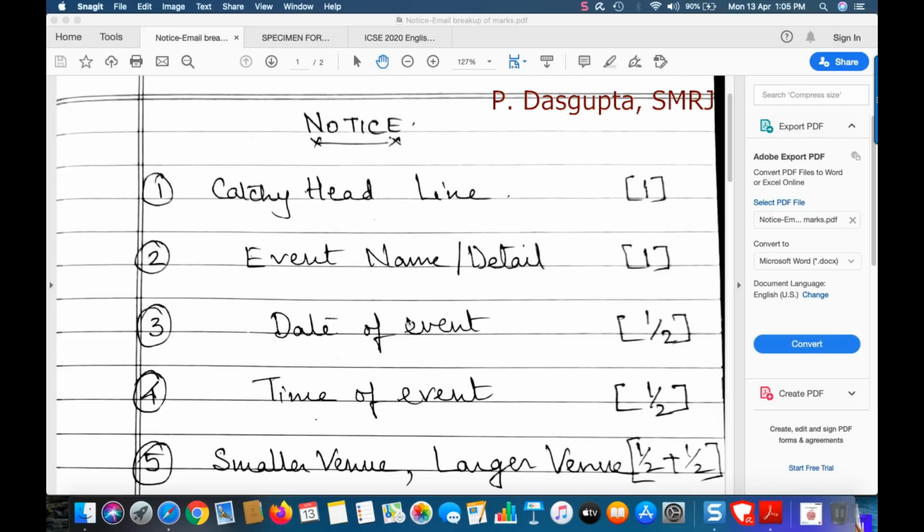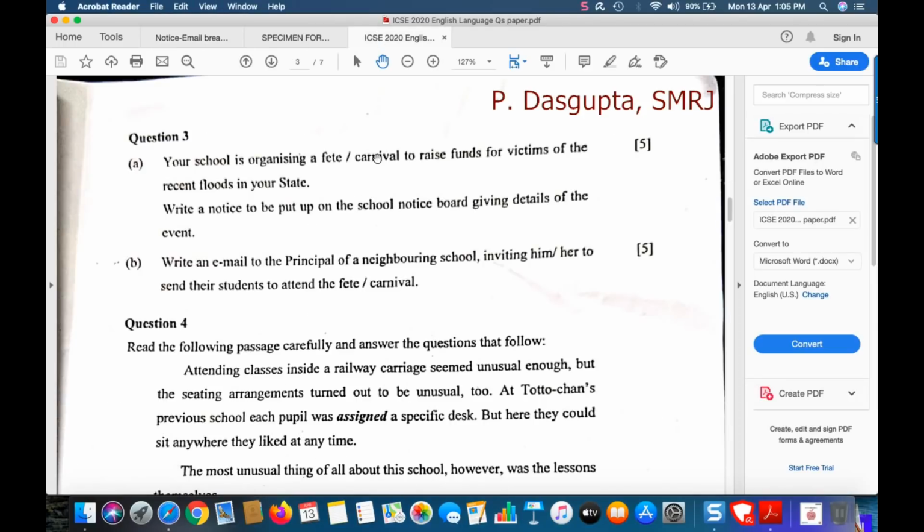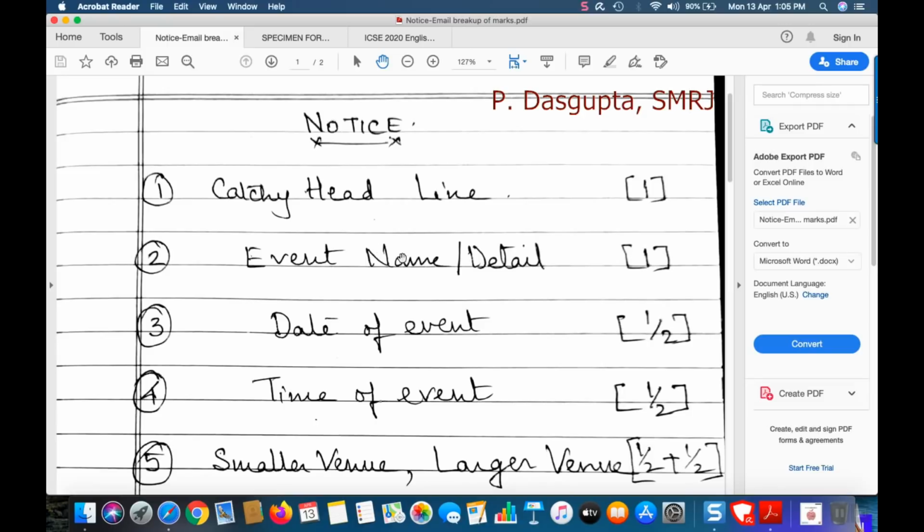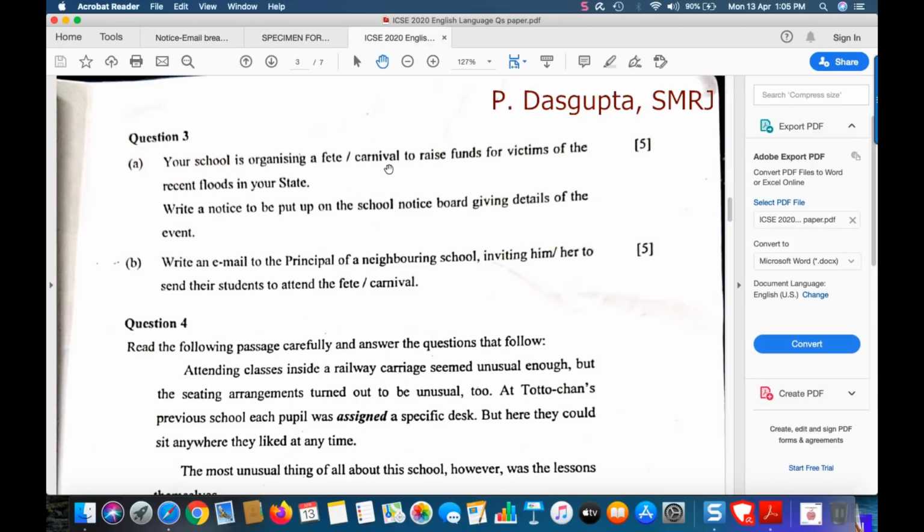Okay, now let's move on to the event name or detail. What is the event that we are talking about? The event is a fete or a carnival. For what? To raise funds for victims of the recent floods. So what is the name of the event? It is a fete or a carnival. And what is the detail? Detail is to raise funds for victims of recent floods.